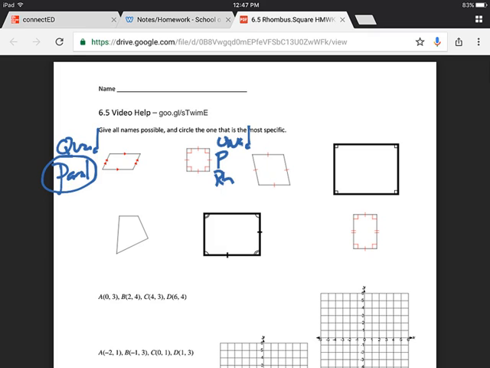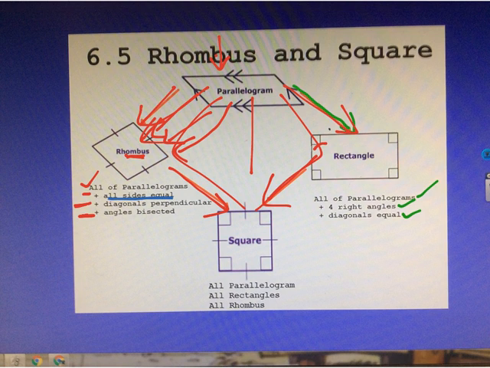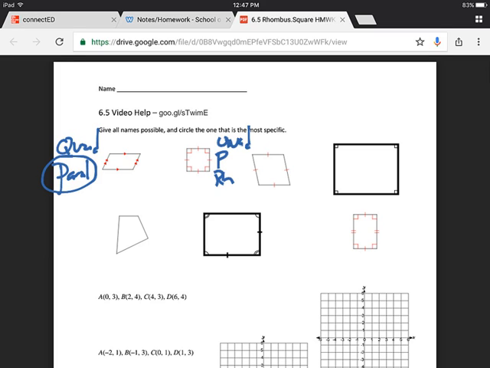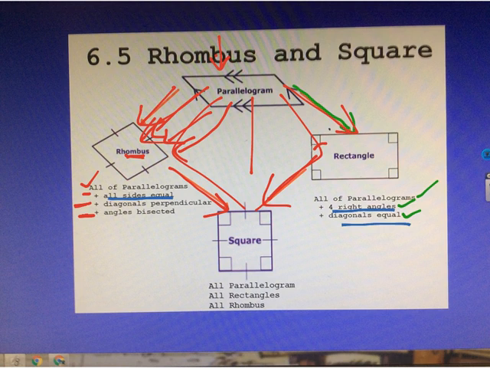So it's a rhombus. Now, is it a rectangle? Does it have four right angles or diagonals equal to each other? Yes, it's got four right angles, so it's also a rectangle. If it's both a rhombus and a rectangle, then it has to be a square.